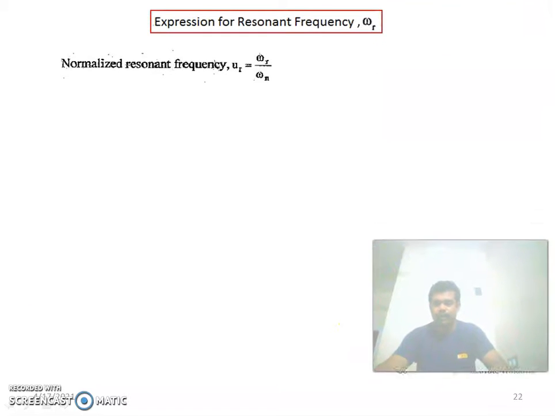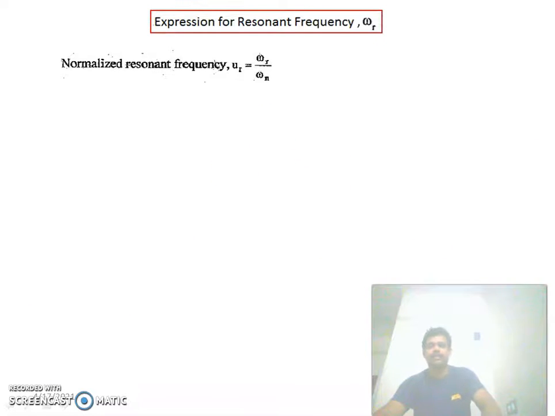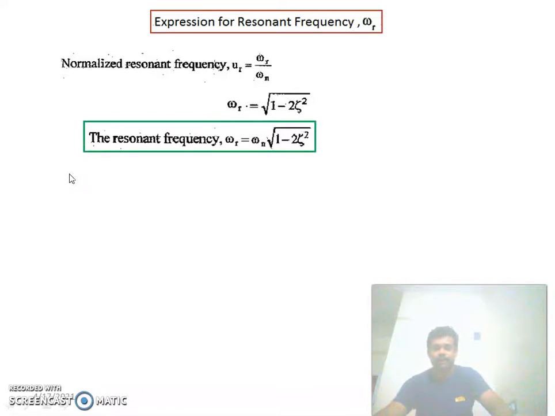Now we are going to find the expression for resonant frequency omega r. Already we have studied that the normalized resonant frequency ur is equal to omega r divided by omega n. So we have calculated omega r. What is omega r? Omega r is equal to root of 1 minus 2 zeta square. So this is omega r.